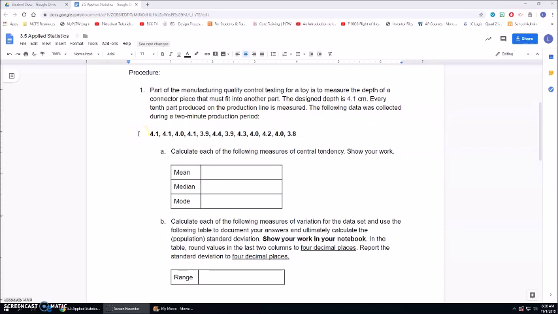So in your brain, you can picture an assembly line, all these parts are coming down through, and every 10th part during a 2-minute period is picked up and measured. So this is the data that was collected.